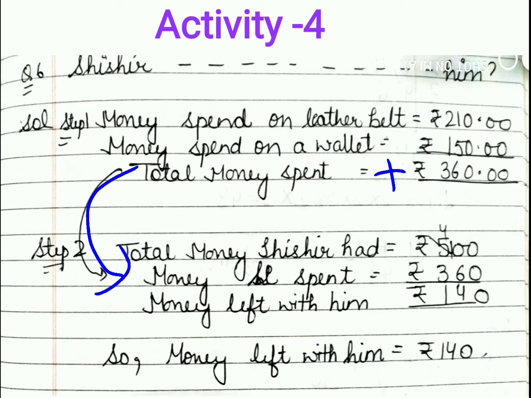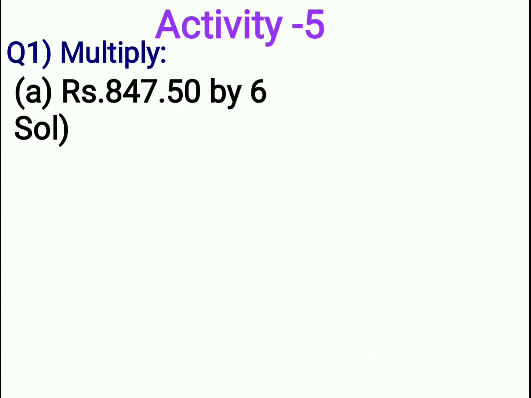What do we do? Minus. 0 minus 0 is 0. 10 minus 6 is 4. And this 5 will become 4 because it has given to 0. So 4 minus 3 is 1. Then you write, so money left with him is rupees 140. Clear, students? Now we do activity 5.